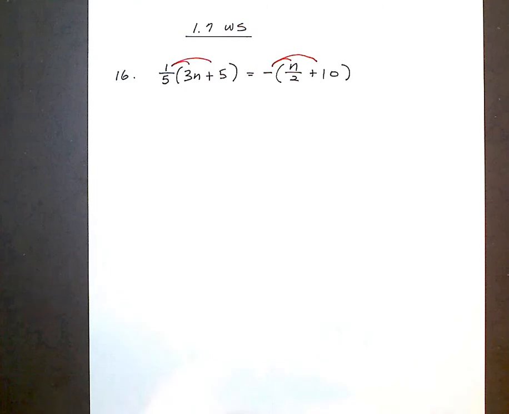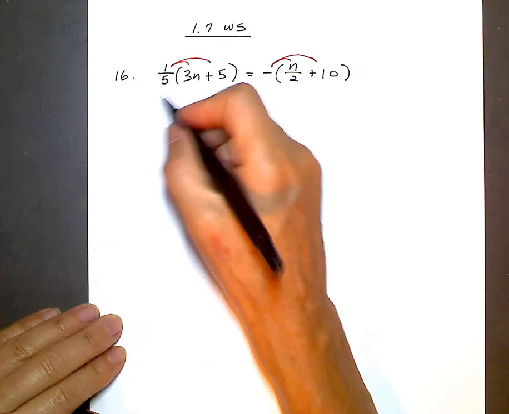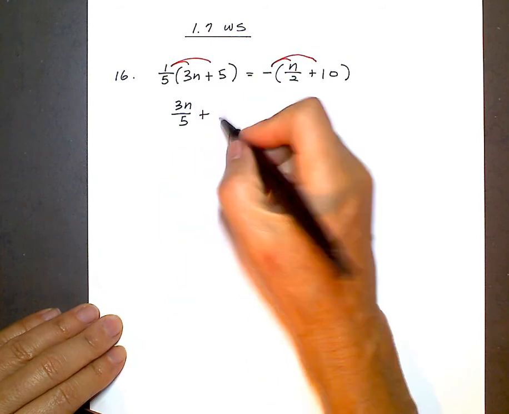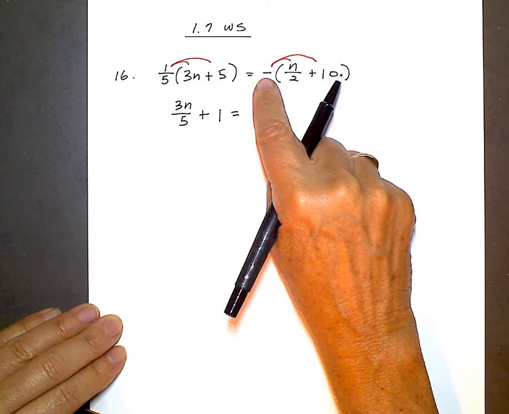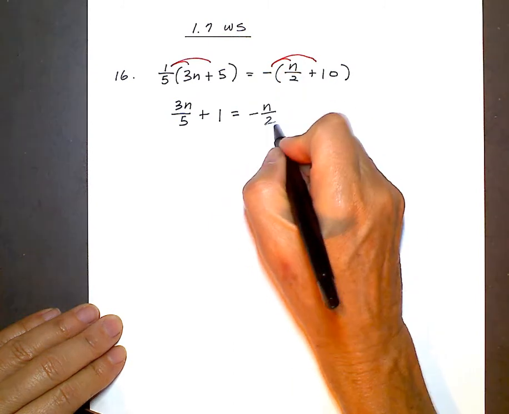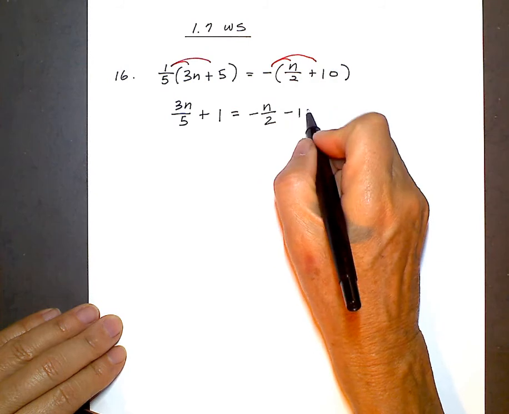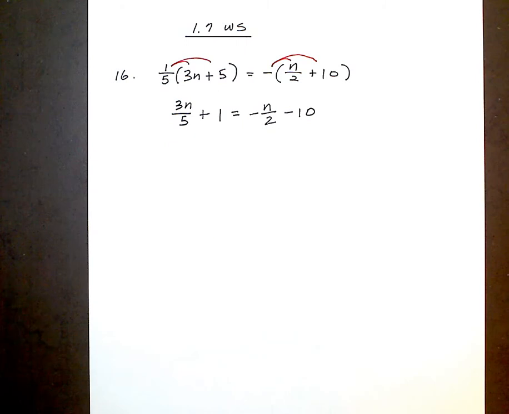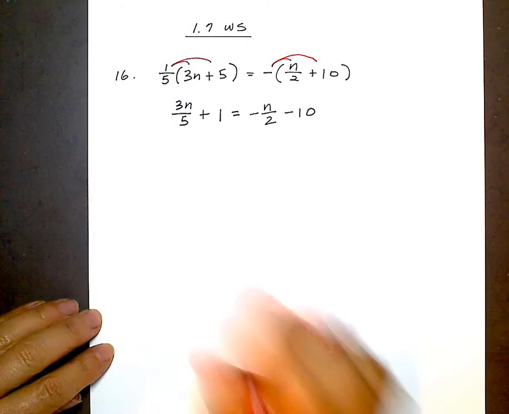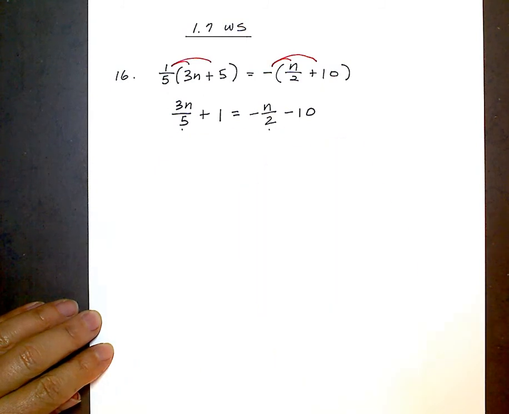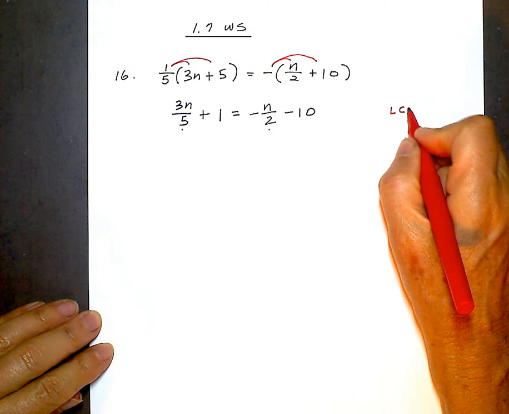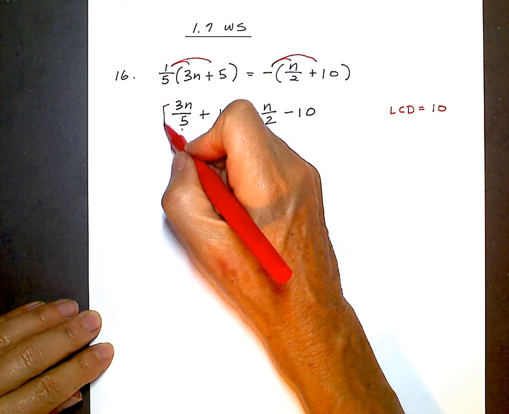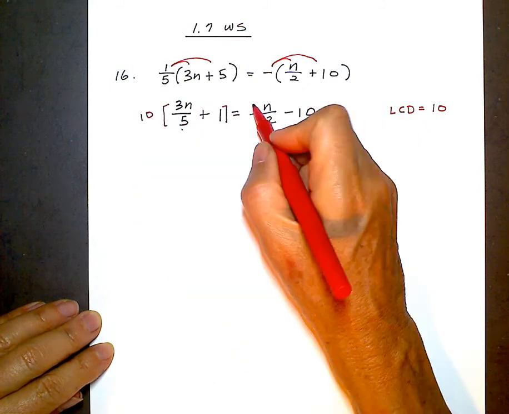So anyway, I have 1/5 times 3n, so that's going to be 3n over 5, plus 1/5 times 5 is 1, equals the opposite of n over 2, and then the opposite of 10. Okay, so we're trying to solve for n, and n's in two places, but we can clear the fraction right now. So what I'll do is I'll look at the two denominators, the 5 and the 2, and the lowest common denominator is 10, 5 times 2. So I'm going to multiply the left side by 10 and the right side by 10.